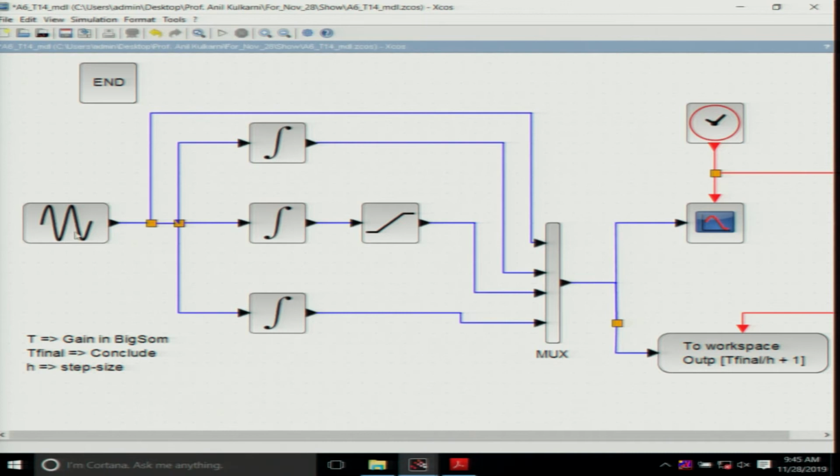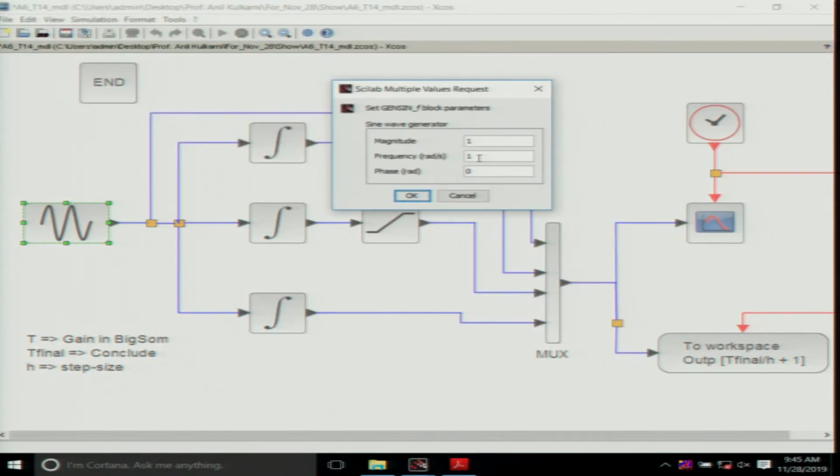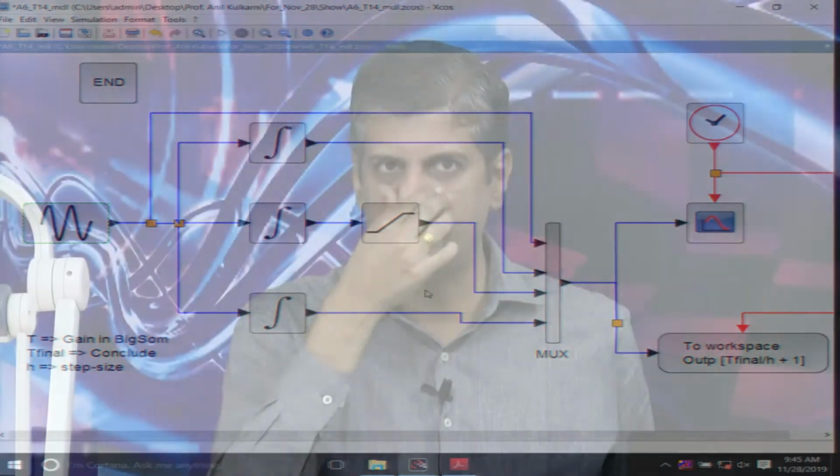The input is a sinusoid with a magnitude of 1, a frequency of 1 radian per second, and phase 0. So, this sine wave starts from t equal to 0. If you integrate a sine wave which starts at 0, you will get the output as 1 minus cos omega t. You integrate sin omega t dt from 0 to t and you get 1 minus cos omega t. So, that is what we expect as the output.